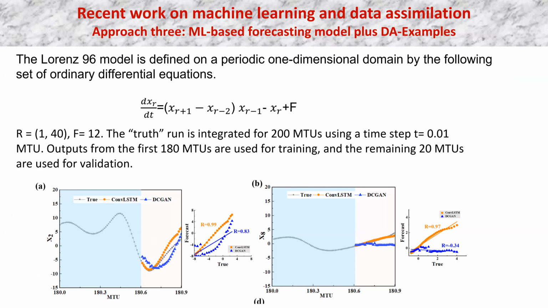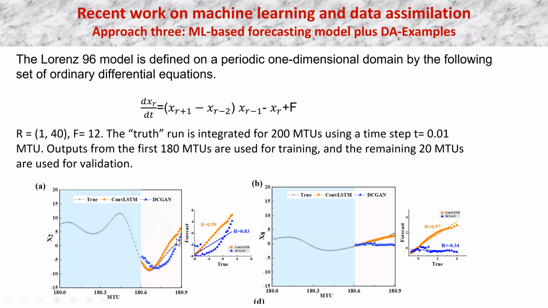It's one-dimensional with a simple model. Here we have the number of variables as 40, and F we choose as 12. We run the physical model for the time period of 200 MTUs, this is the time step. And then we use the first 180 as training and the rest for validation of predictions. And here is a result, you can see this is the training period and this is the validation period.